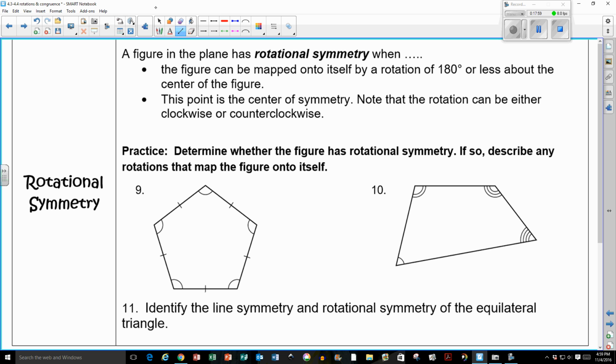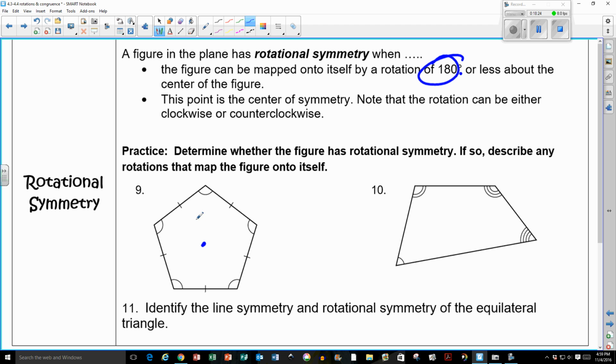All right, so let's talk about some rotational symmetry real quick. Rotational symmetry is when a figure can map itself by a rotation of 180 degrees or less about a center. So this would be the center of the figure. Basically you're turning it, rotating it around. This point is the center of symmetry. Note that the rotation can be either clockwise or counterclockwise, whichever way you can turn it.